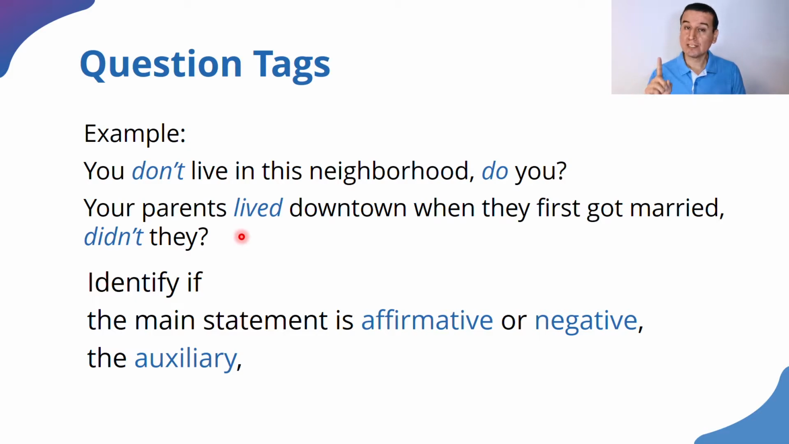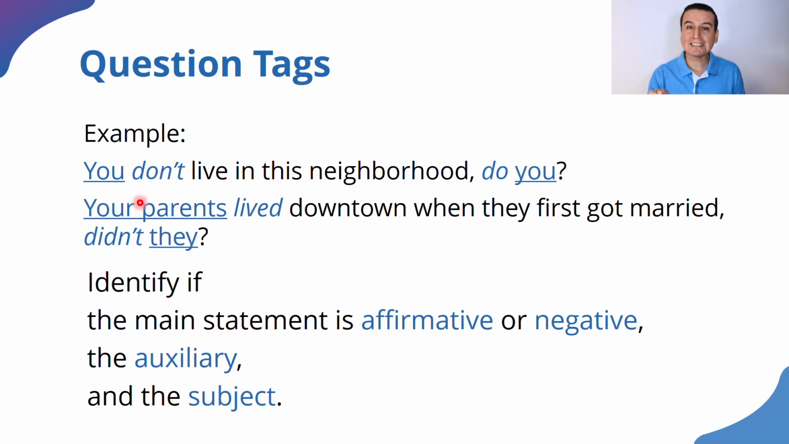The final thing that we need to remember is that the question is asked about the same person or subject that is being described in the main part of the statement. If we say, "You don't live in this neighborhood," the question is, "Do you?" So we ask the question to you. And if we say, "Your parents lived downtown," the question is, "Didn't they?" Because your parents is the subject, so we ask the question to them. So that is the basis of question tags, but I know it's a lot of information.